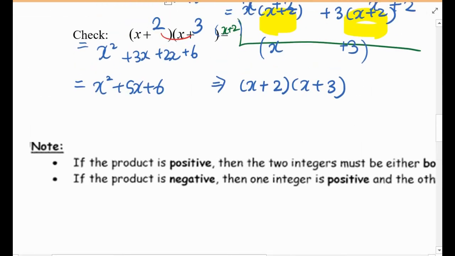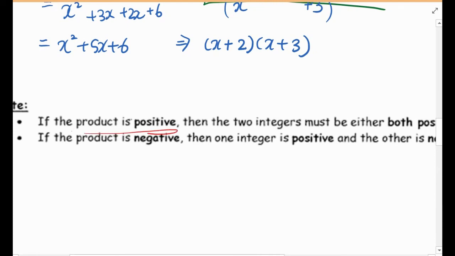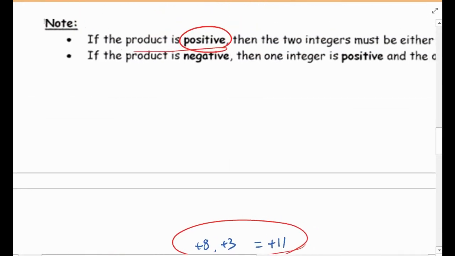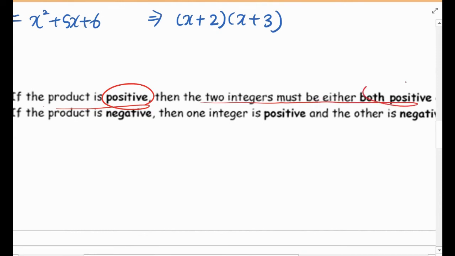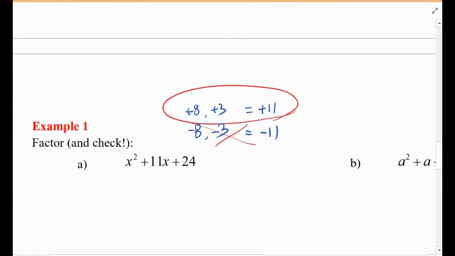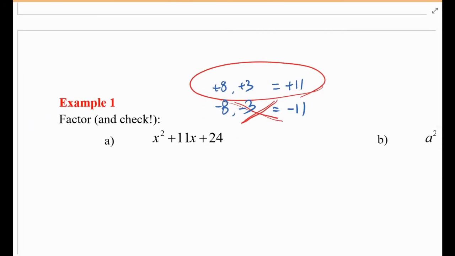So I said if the product is positive, here the product is positive 24, then the two integers must be either both positive or both negative. But when you add them up, it should be positive 11. So we're not going to choose this one. Okay, we're going to choose 8 and 3.